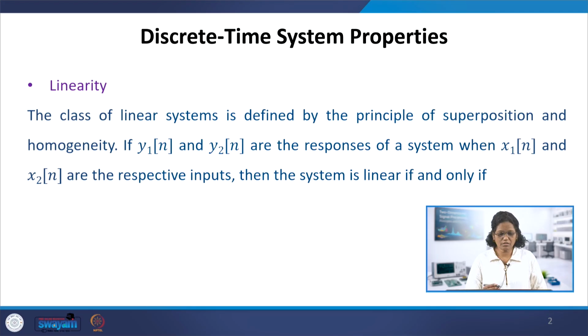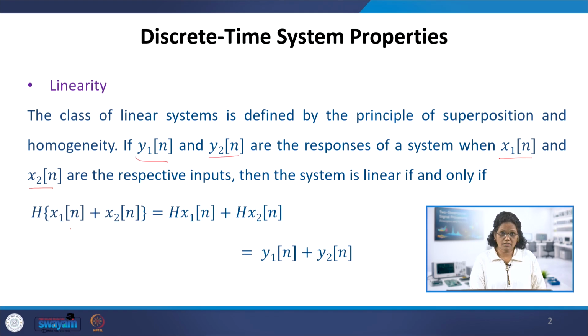The linearity is defined for the class of systems for which the principle of superposition and homogeneity needs to be satisfied. In the case of superposition, we take the input x1 of n and give it to the system, and get y1 of n, and the other input x2 of n is passed through the system, giving the output y2 of n. When we get the responses y1 and y2, if we combine these two inputs x1 of n and x2 of n, then what should be the output of the system? That should be y1 of n plus y2 of n. That is what the superposition theorem says.